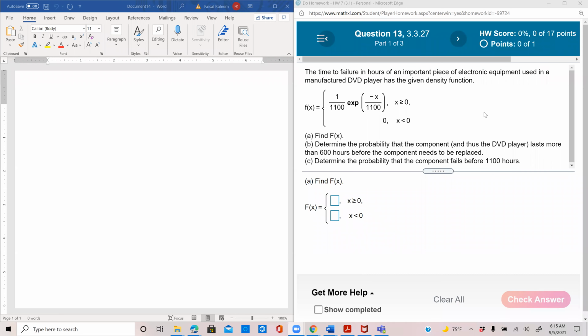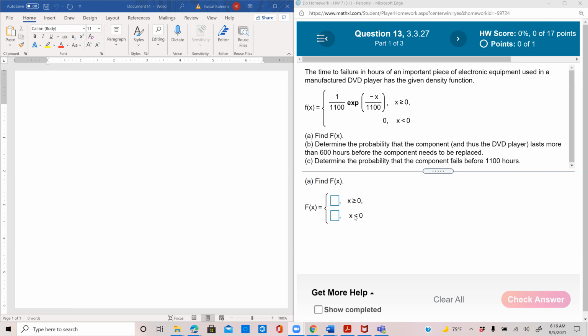The time to failure in hours of an important piece of electronic equipment has the given density function. Find big F of x. So this time, this density function is an exponential function. Otherwise, all the process is still the same. Since it's starting at x bigger than or equal to 0, it means our first piece of f of x.